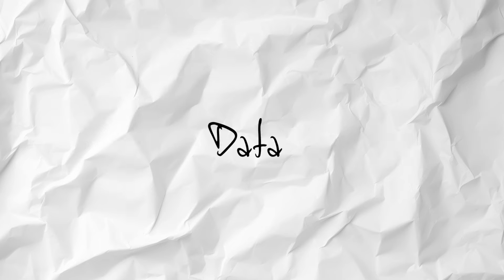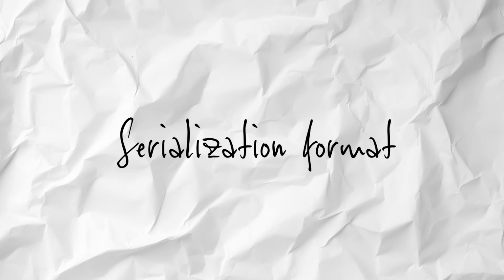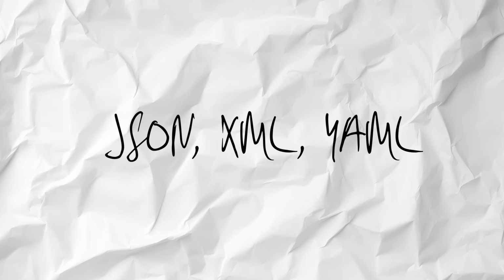Alright, but what about data? Programs work with various types of data like objects, dictionaries, structs, classes or records, and sometimes we need to store data in a readable format such as configuration files. This is where serialization formats became useful. A serialization format provides a structured way to convert data into a format that can be easily stored, transmitted and later reconstructed. Several standard serialization formats exist, including JSON, XML and YAML. Each format specifies how data should be structured and interpreted.